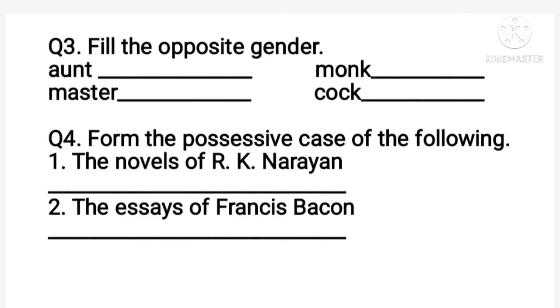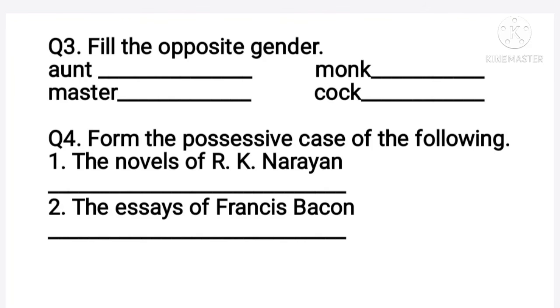Now next question is, fill the opposite gender. Here you have to write the opposite gender. Aunt, monk, master, cock. So you have to write the opposite gender of these. The opposite of aunt will be, the opposite gender of monk will be, and the opposite gender of master and the opposite gender of cock you have to write here.